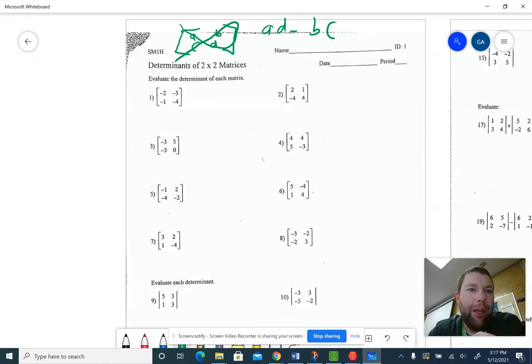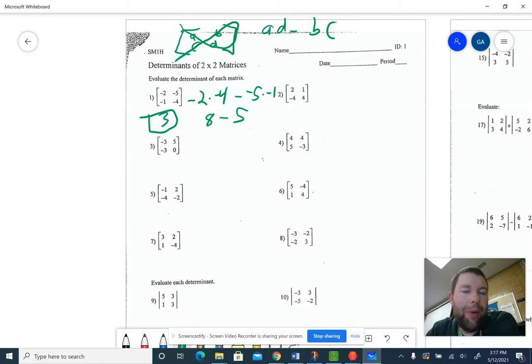Like on number one here, I would multiply -2 and -4, and then I would subtract from that -5 times -1. So -2 times -4 is 8, and then minus -5 times -1, which is 5. So 8 minus 5 is 3. The determinant would be 3, and that's my answer. This is a single number. It's not a matrix or anything like that.